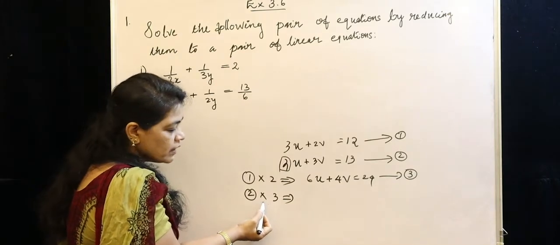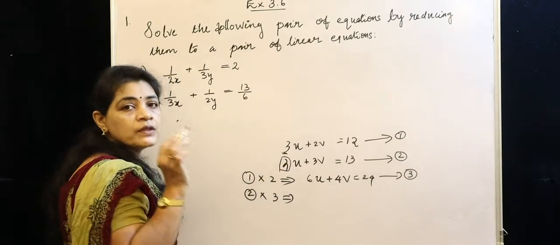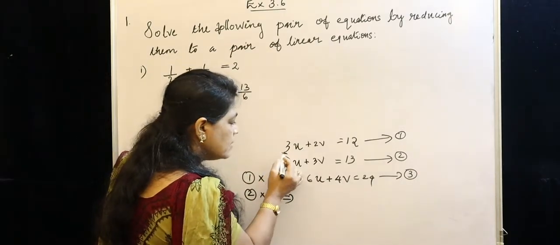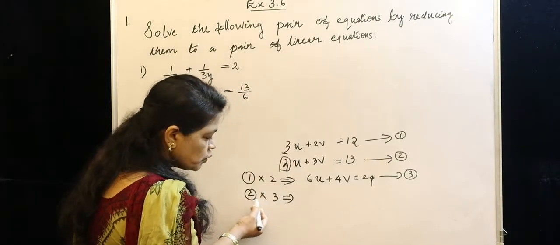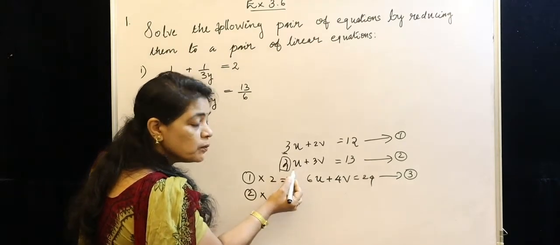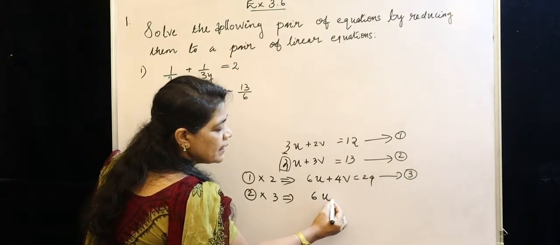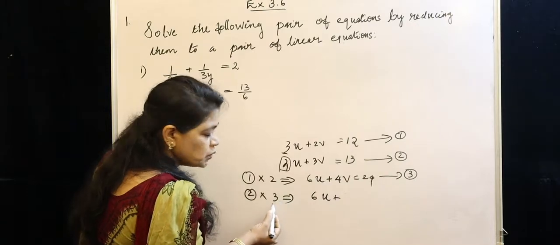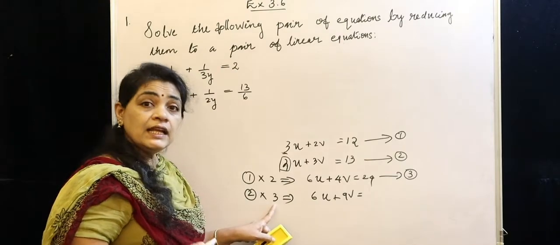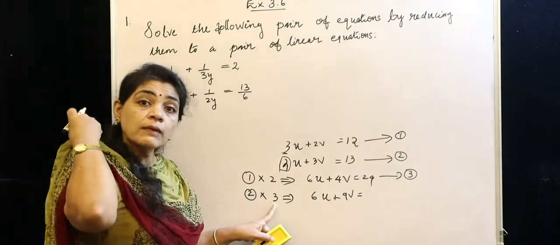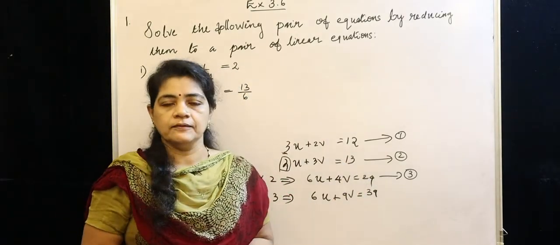That is the indication I have written here. So equation 2 should be multiplied with the coefficient of u in the first equation. Hence it becomes equation 2 with 3. In equation 2, the first term is 2u. 2u into 3, that is coefficient into 3, that is 6u plus, then 3v into 3, 9v is equal to 13 into 3. RHS also multiplied. 13 into 3 is 39.